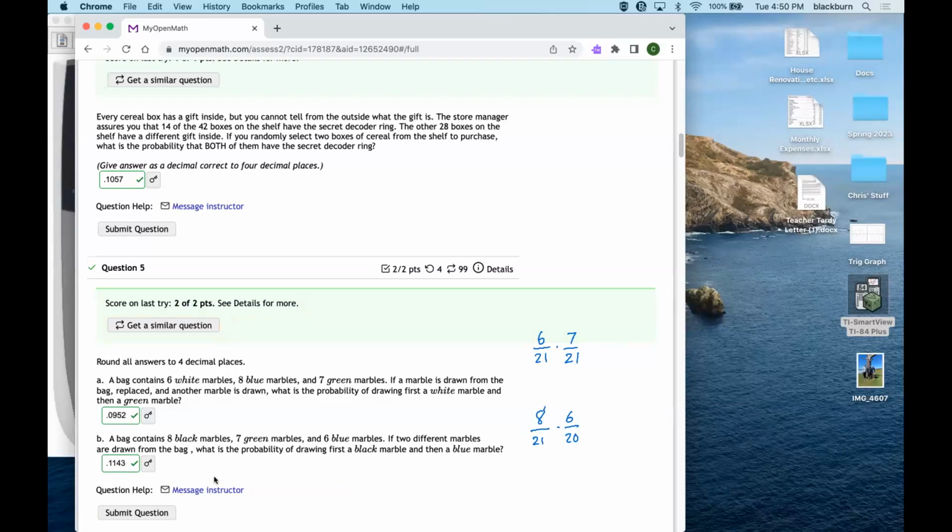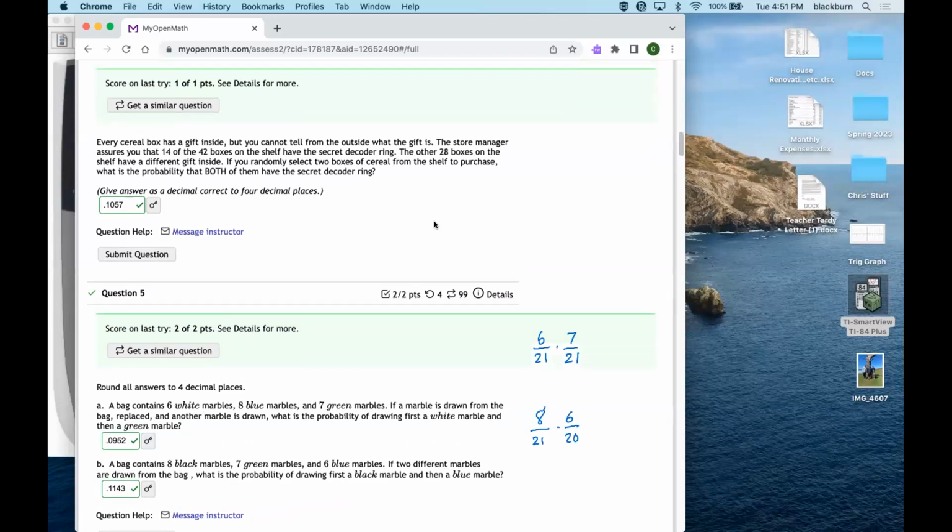Monse? I had tried the last question, the cereal box one. I had different numbers, but I still tried to do the same exact thing, but mine came out wrong. What were your numbers? Mine was the store manager assures you that you have 17 of the 54, and then the other 37 are on the shelf. So I had done 17 divided by 54 times 16 divided by 53. Would that be right? That's what it should be. Okay. Yeah, and I got 0.09503.